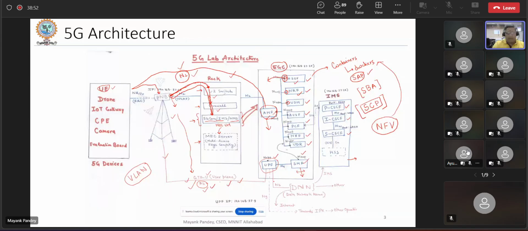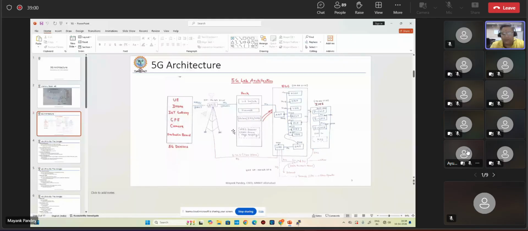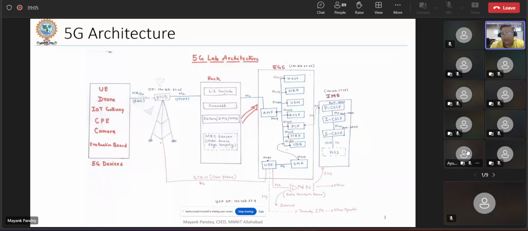Let me clear these things, and then it will be clear again. Let me just clear the white and red markers. So if you see clearly, the user data will follow this path.